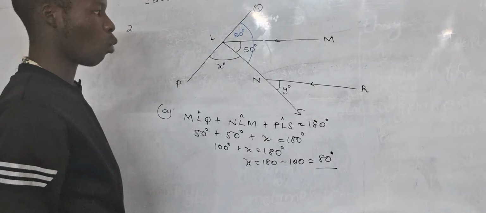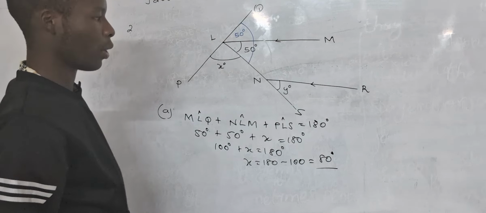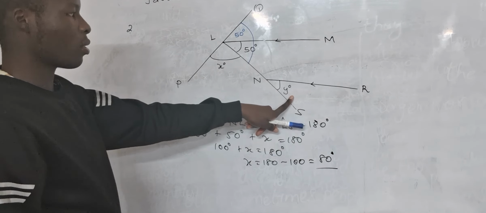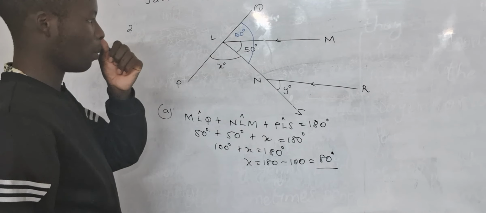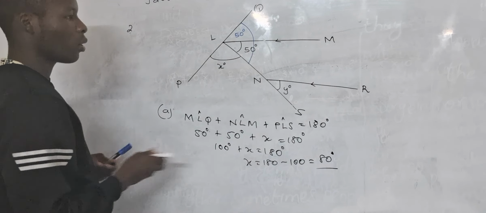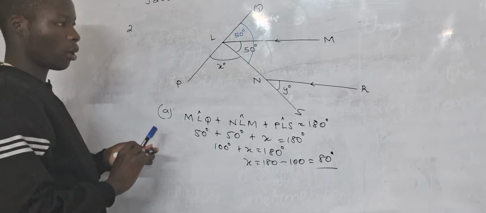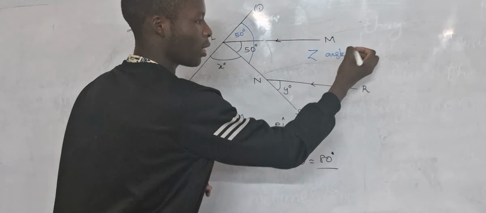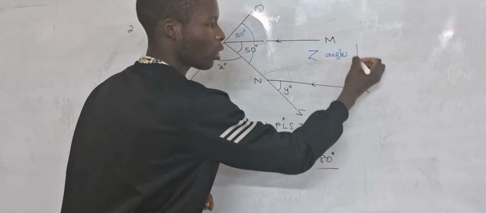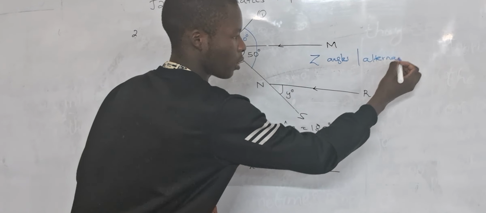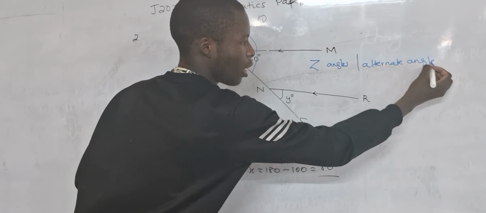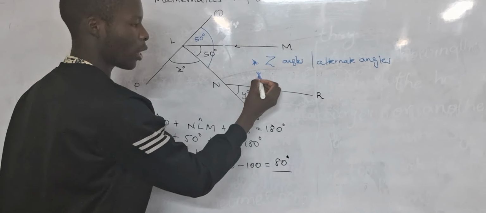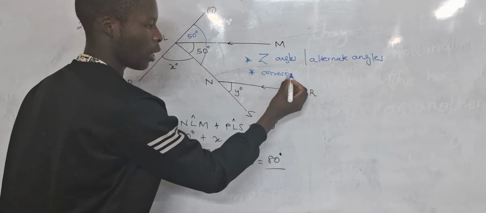Find the value of y. You are supposed to find the value of y. Actually, this is also simple. Why am I saying this is simple? See, we have what we call Z angles. Z angles are nothing but alternate angles. Alternate angles are also called Z angles. We also have what we call corresponding angles.